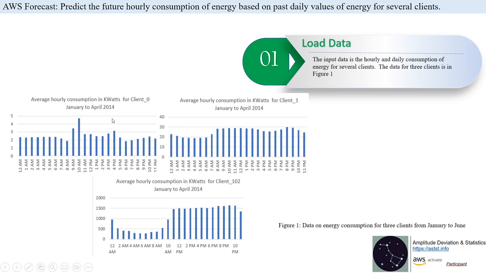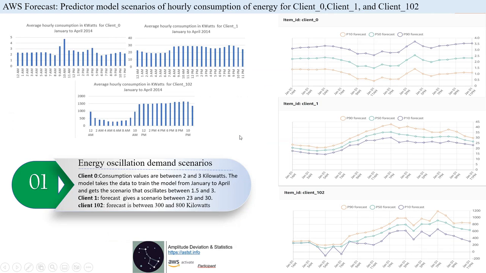First, we are going to load the data. This is the input data of 3 clients. This is the energy consumption for 3 clients from January to April, and this will be the input to generate the model and to make the predictions for these 3 clients. You can see that client 0 is consuming between 2 and 4 kilowatts per hour. Client 1 is consuming between 20 and 30 kilowatts per hour. Okay, so this is the input data for the model.